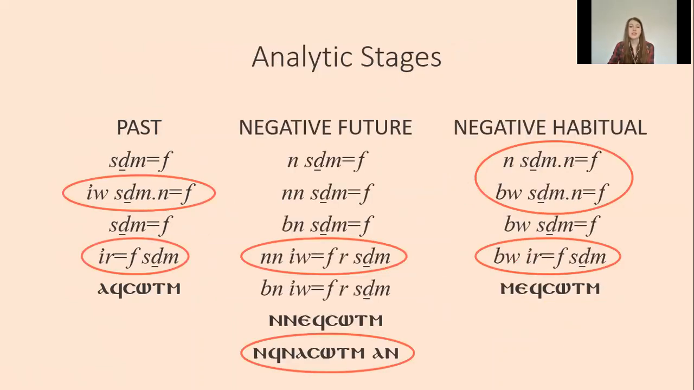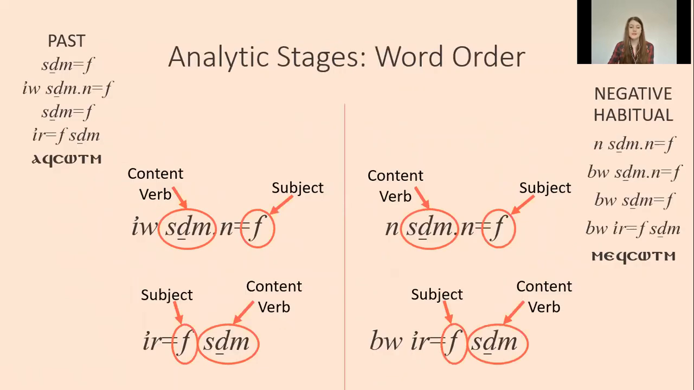Since the past construction has three synthetic stages, it also follows that it has two analytic stages between these. And the only other two constructions which have two analytic stages are the negative future and negative habitual. So these are the three constructions I'll be using to compare analytic forms. And looking at the different word orders, like we saw in synthetic forms, we can also see this change from verb subject to subject verb in the analytic stages of the past and negative habitual constructions.